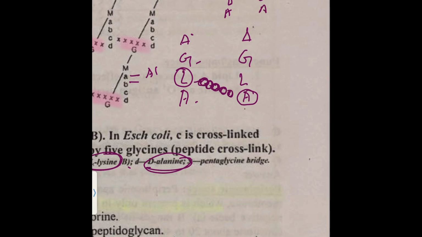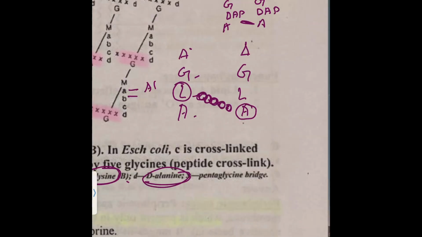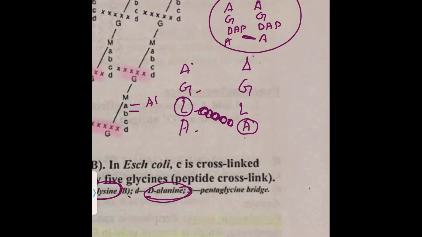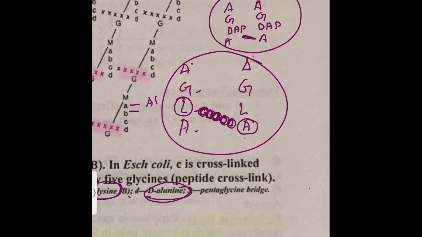This L is replaced by DAP. So there is a direct connection in the case of gram-negative, and in the case of gram-positive, it is connected by a pentapeptide. Okay.